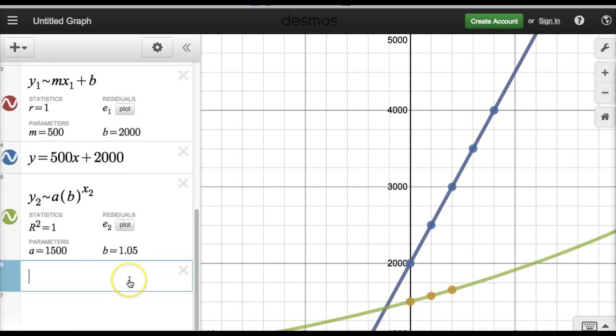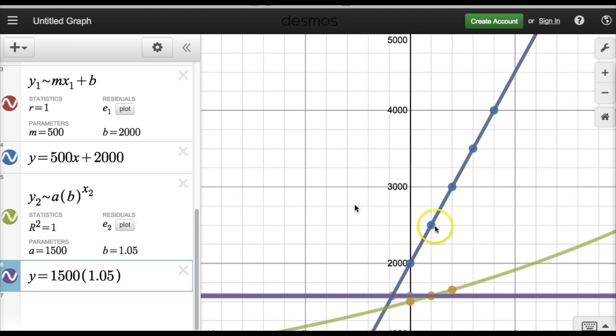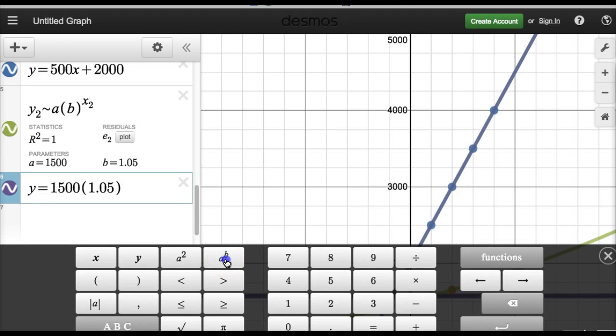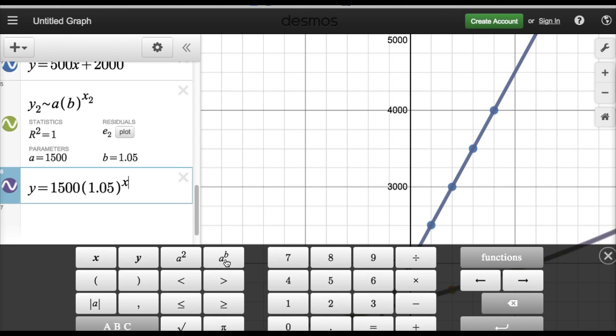But you know what I'm gonna do? I wanna make sure that I do this right. So what did the calculator tell me the equation is? Y is equal to, what was A? 1500 times, and what is B? 1.05, right? And then we're gonna raise it to the power of x.